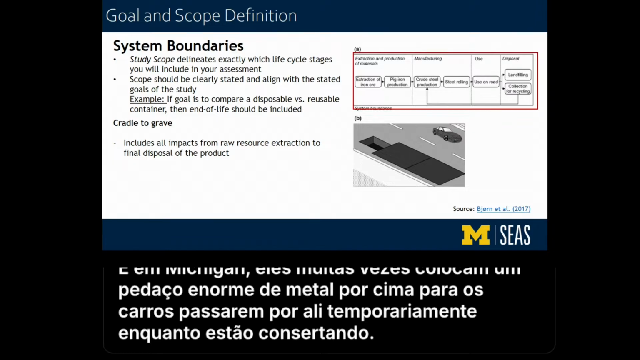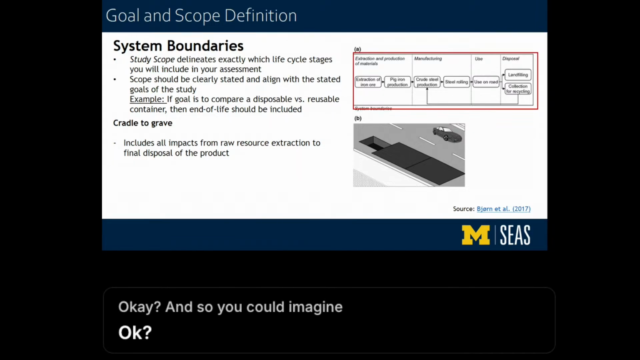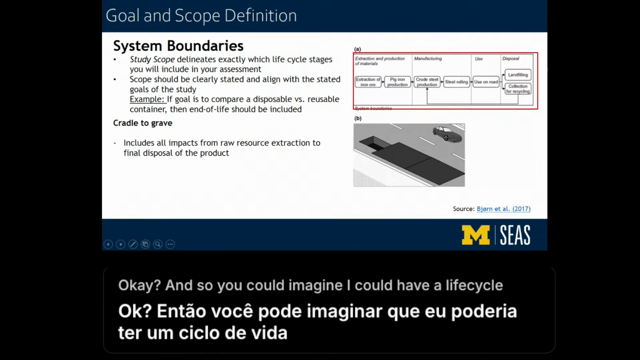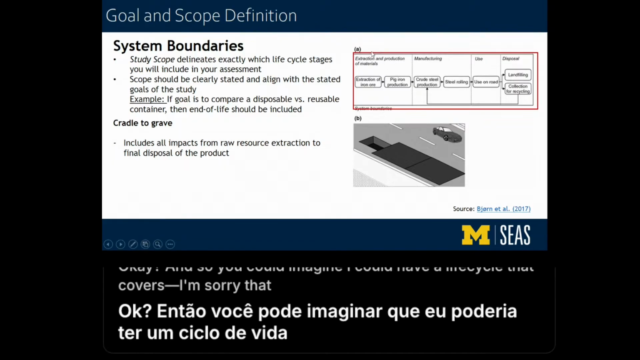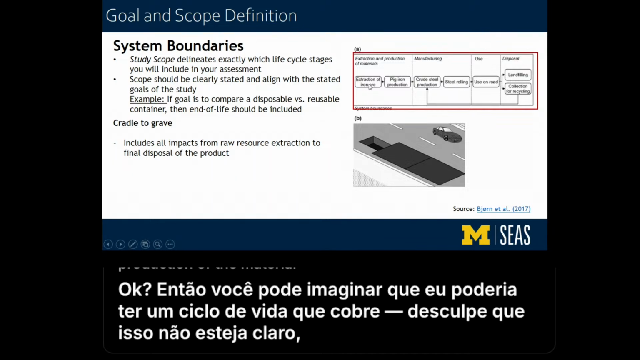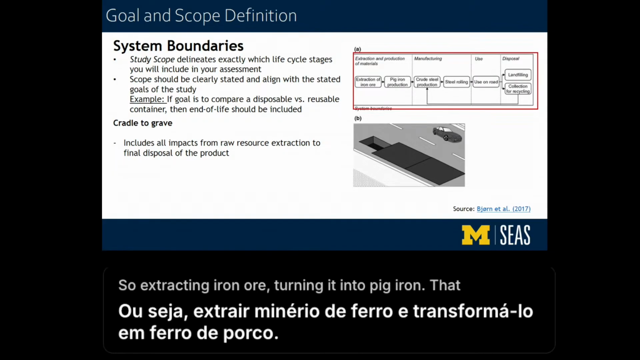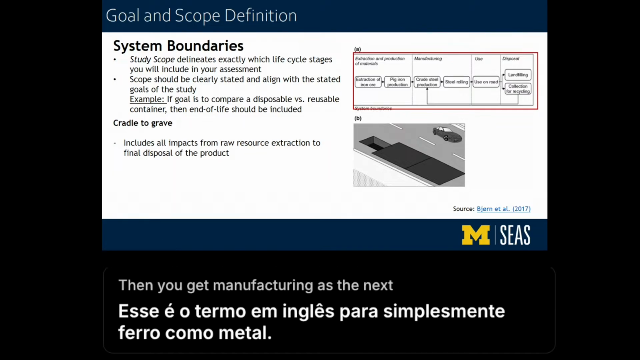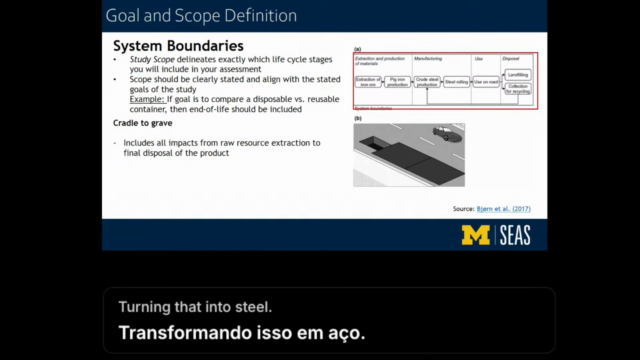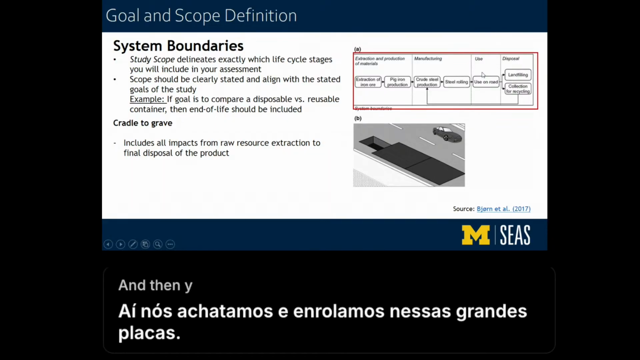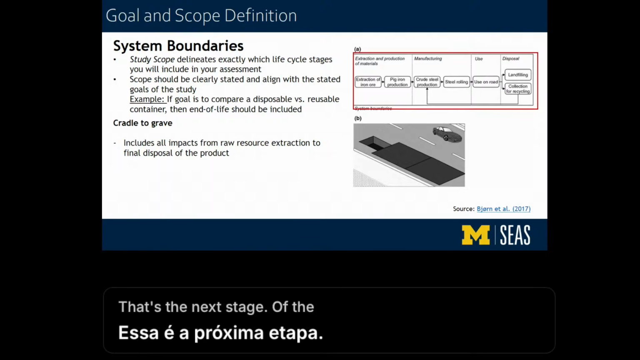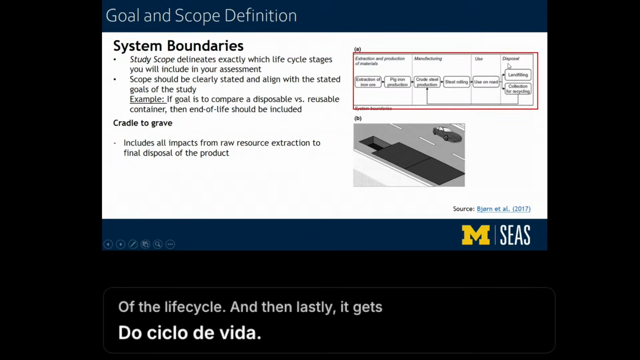And so you could imagine I could have a life cycle that covers, I'm sorry that this is unclear, the extraction and production of the materials, so extracting iron ore, turning it into pig iron, that's the English term for just iron as a metal. Then you get manufacturing as the next stage, turning that into steel that we then flatten out and roll into these big plates. And then you use it on the road. That's the next stage of the life cycle. And then lastly, it gets disposed of, right? This is the end of life.